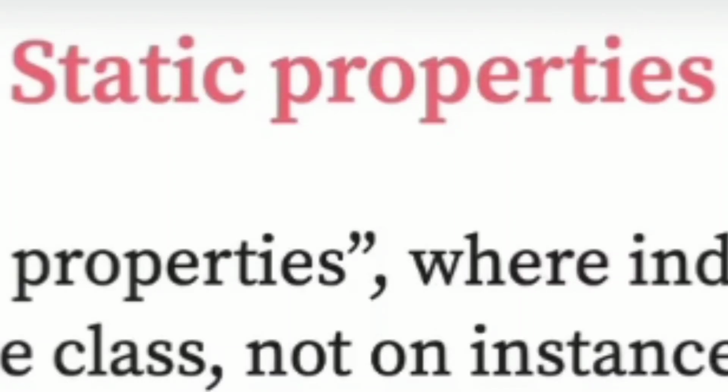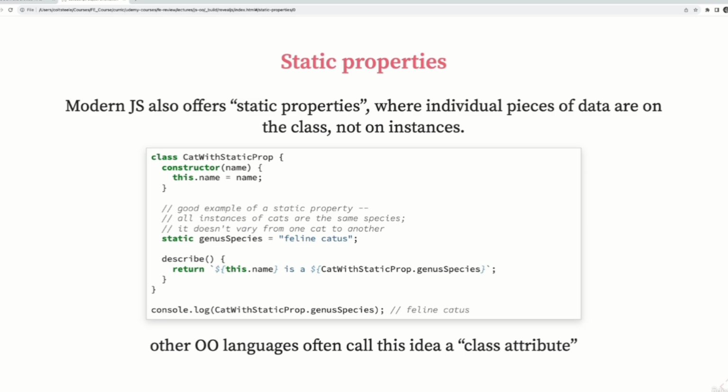Next, we'll talk about static properties and static methods. This video will be about static properties, which in some other languages are usually called class attributes or class properties. The general idea is the same in JavaScript, where we can define some sort of property that is not specific to each instance, but instead is tied to the class itself.